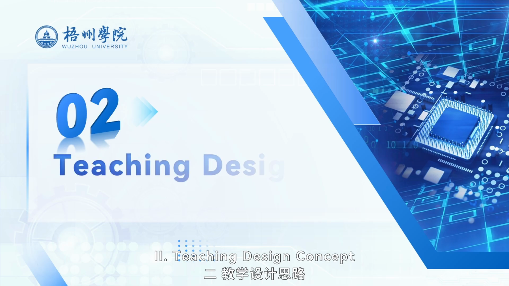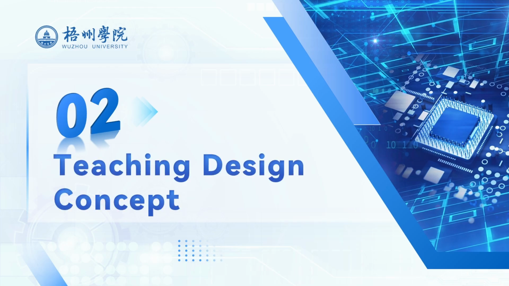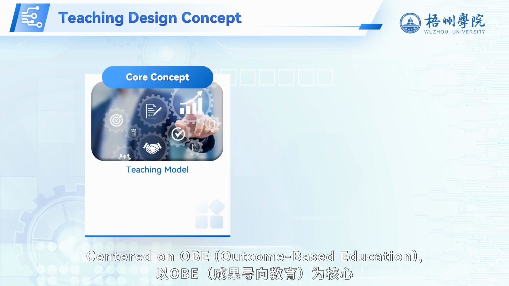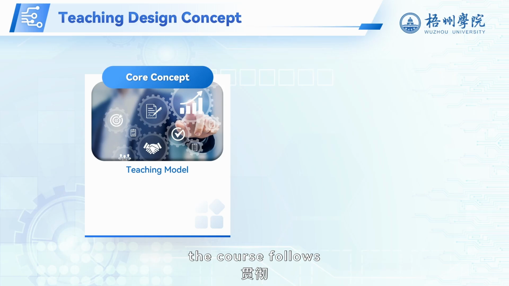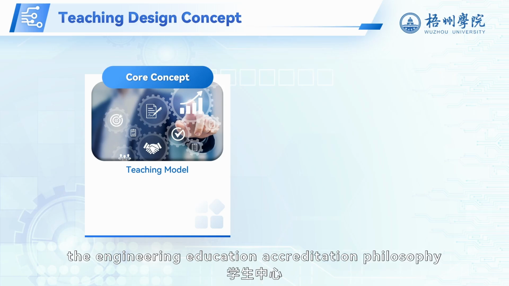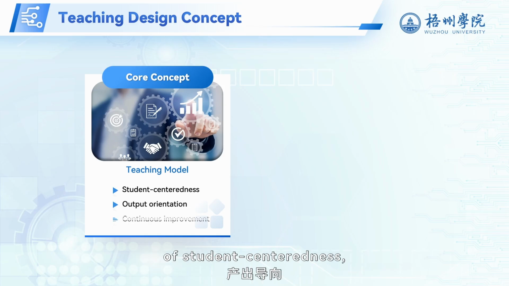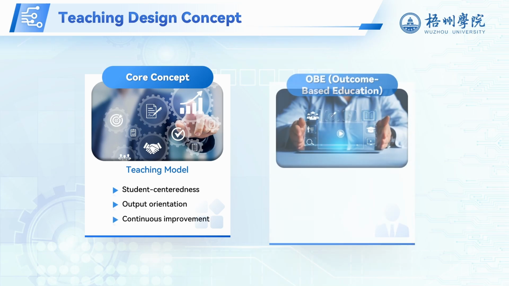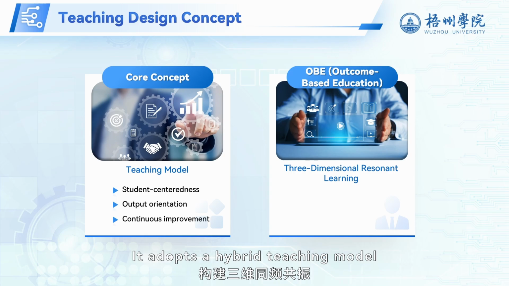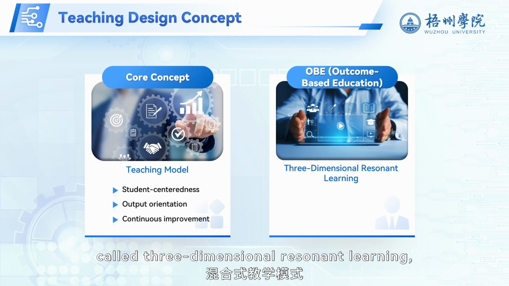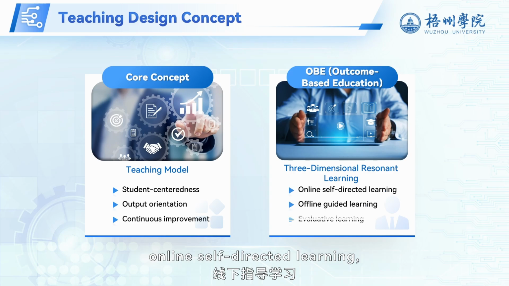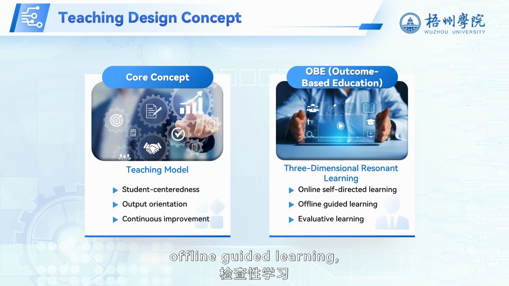2. Teaching design concept. Centered on OBE, outcome-based education, the course follows the engineering education accreditation philosophy of student-centeredness, output orientation, and continuous improvement. It adopts a hybrid teaching model called three-dimensional resonant learning, which integrates 3 interconnected learning modes: online self-directed learning, offline guided learning, and evaluative learning.